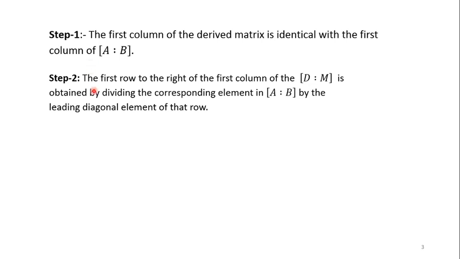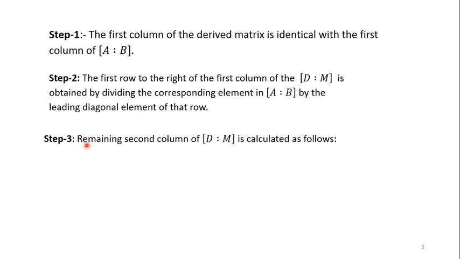Then the second step: the first row to the right of the first column of the derived matrix is obtained by dividing the corresponding element in the augmented matrix by the leading diagonal element of that row. Then in step number 3, the remaining second column of DM is calculated using these formulas: L22 equals A22 minus L21 U12, and L32 equals A32 minus L31 U12.